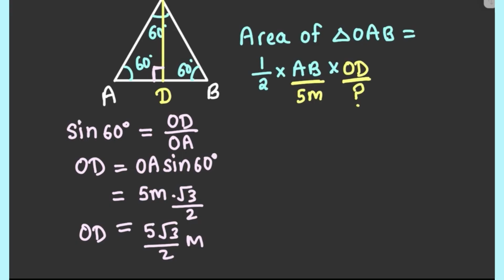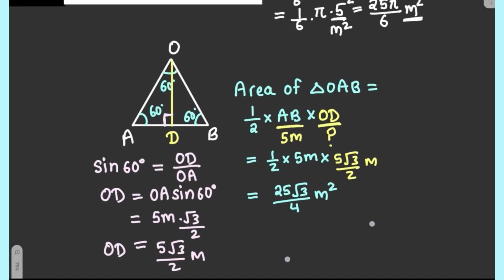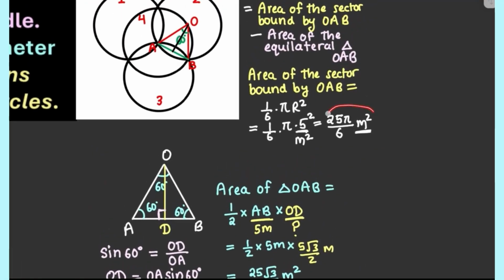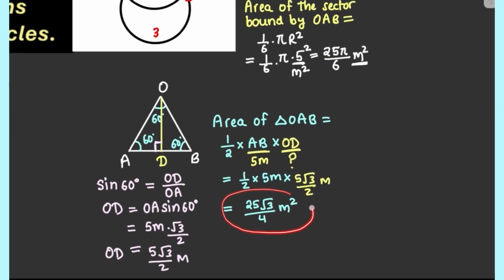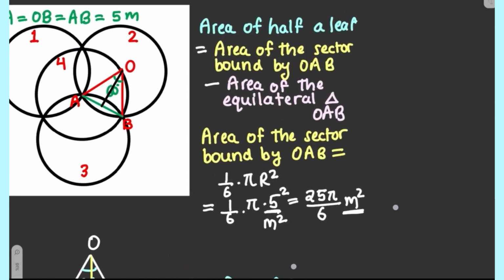All right. So what do we get? We get 1/2 times 5 meters times 5 square root of 3 divided by 2 meters. What do we get? We get 25 times square root of 3 divided by 4 meters square. All right, so here we go. Now we have area of the sector, which is 25 pi over 6 meters square, and the area of the triangle, 25 square root of 3 divided by 4 meters square. Let's now figure out the area of half a leaf.